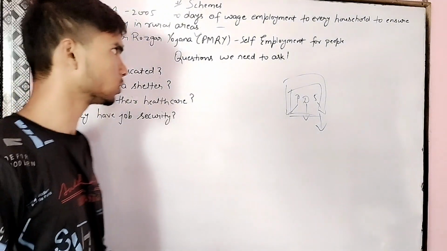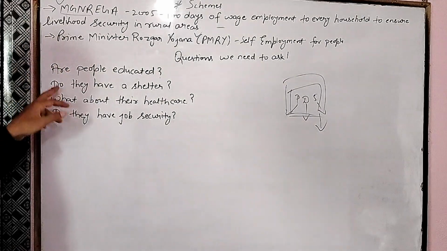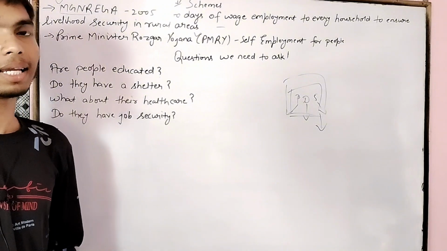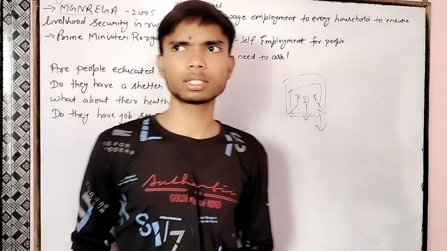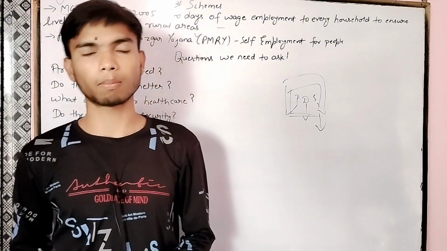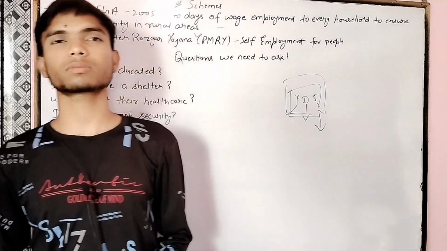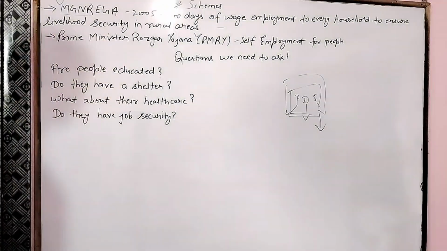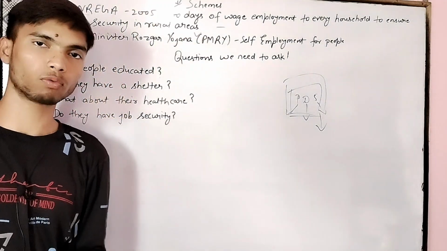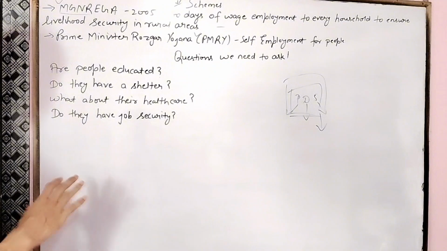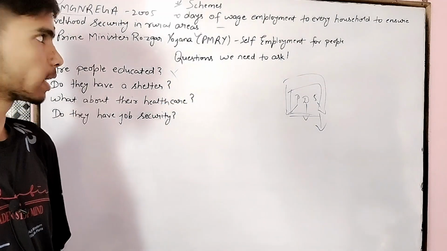Now there are some questions we need to ask ourselves. Are people educated? No. Completely, in our country, people are not educated. There are 270 million people living in the poverty category. So these people will have a lack of education, obviously. We can say people are suffering from lack of access to education.